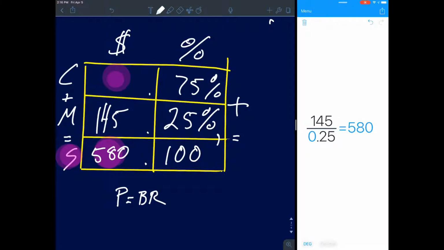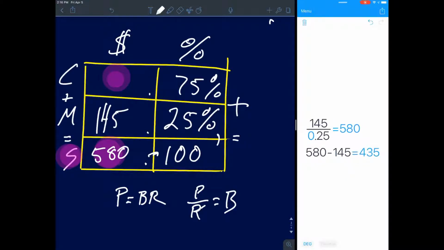We know this equation because if we rearrange this, we get portion over rate equals the base, and the base is 100%. So we can do the difference here. 580 minus 145. Hope that falls into place. Yep. 435.